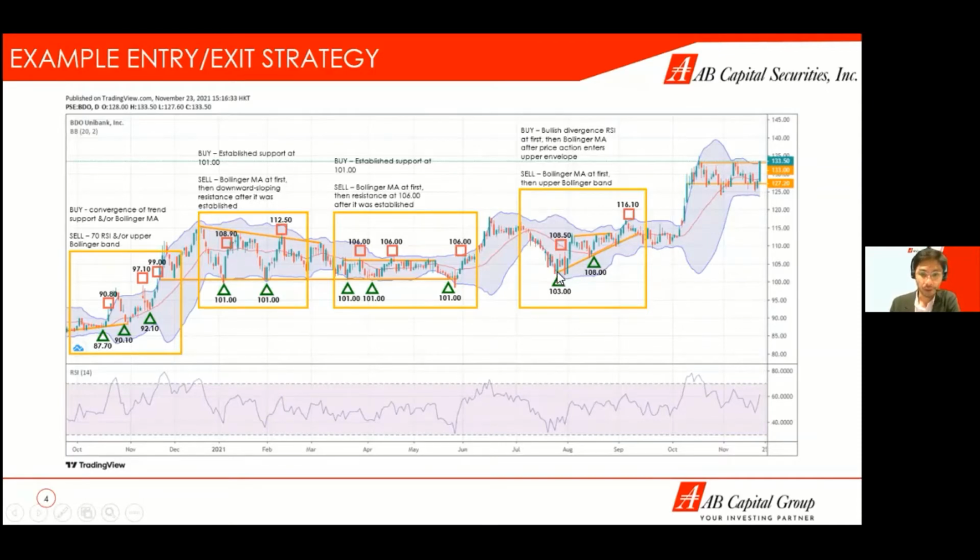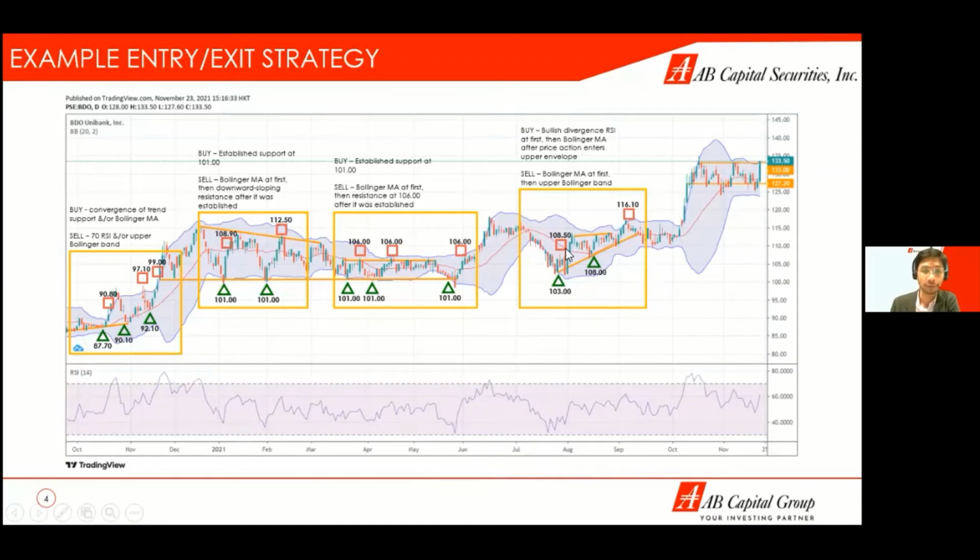So this divergence here, you can match it up with the RSI at the bottom. So that would have triggered the buying at 103. And then at 108.50, that would be this one at the 20-day MA. So again, you would have missed out on that small part up there, but that's fine. That's 108.50 minus 103.